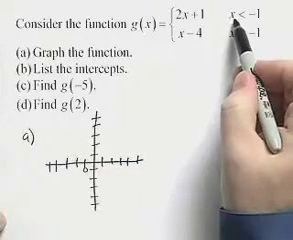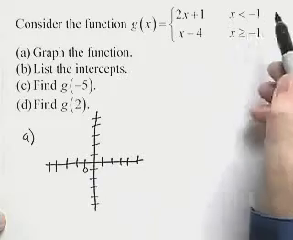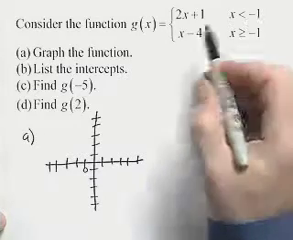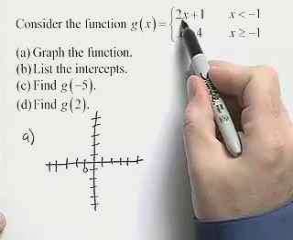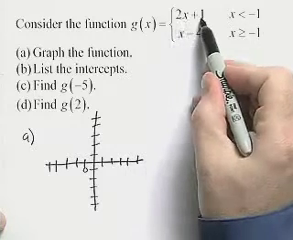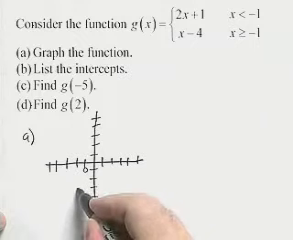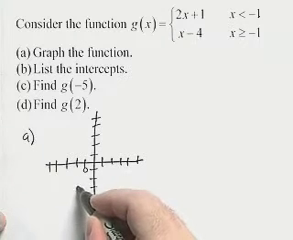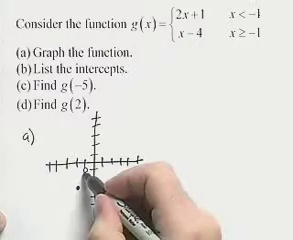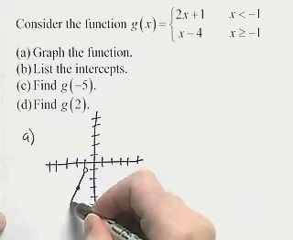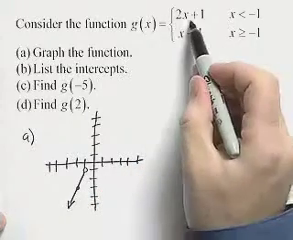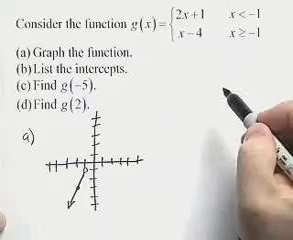We need to pick another value for x, but make sure it's less than negative 1, so we might try negative 2. If we put in negative 2, negative 2 times 2 is negative 4, plus 1 is negative 3. So at negative 2, we'd go down to negative 3. Here we use a dot, or a filled in circle. And then we go ahead and connect those. And that's the graph of 2x plus 1 for x less than negative 1.